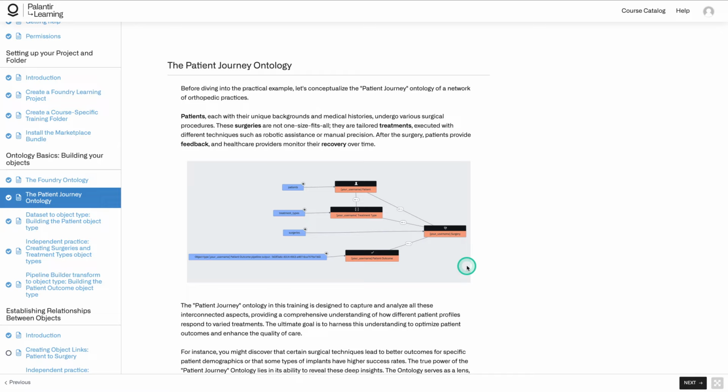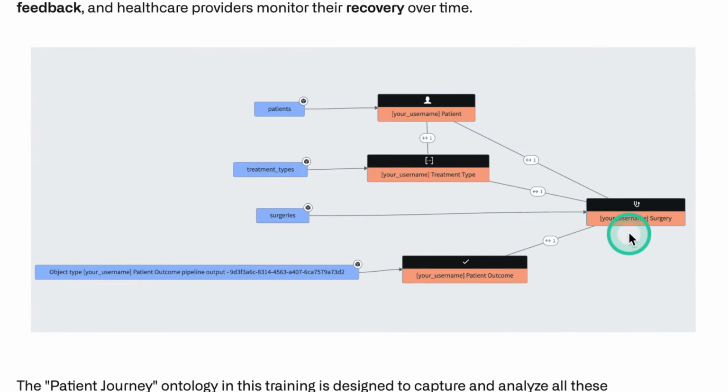Next up, we're going to talk about links. In the Foundry ontology, object links connect different object types, creating relationships that reflect real-world complexity. These links, which are based off of primary keys and foreign keys, help you see how your data fits together. For example, linking a patient object to a surgery object shows the relationship between a patient and their surgeries, which is a relationship we expect to exist in the real world.